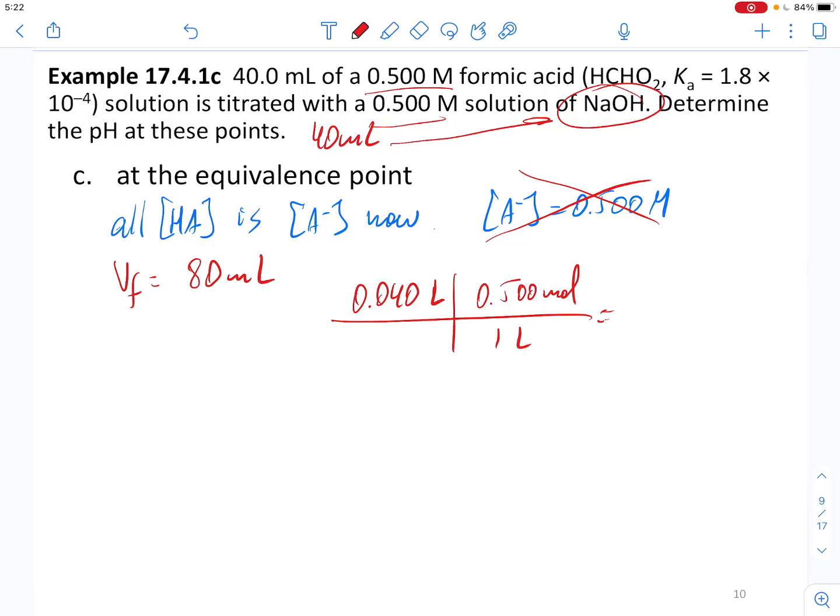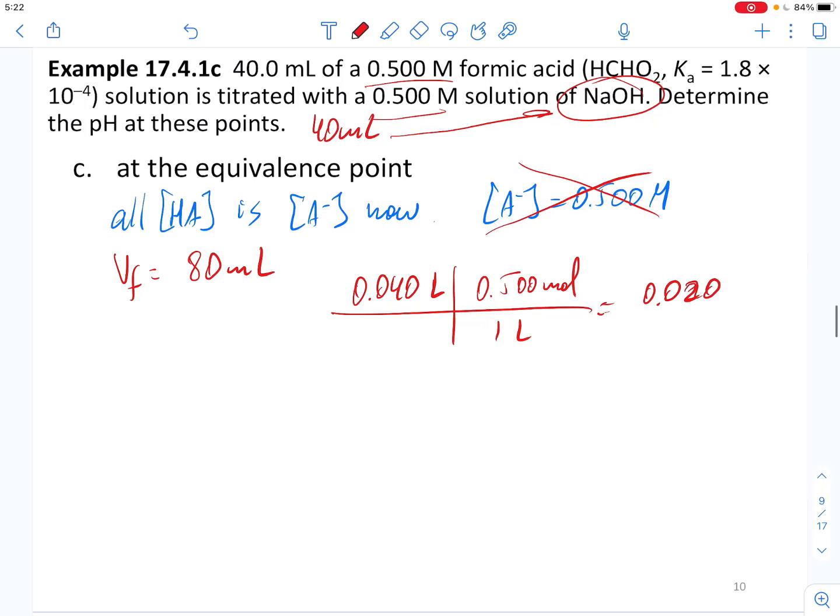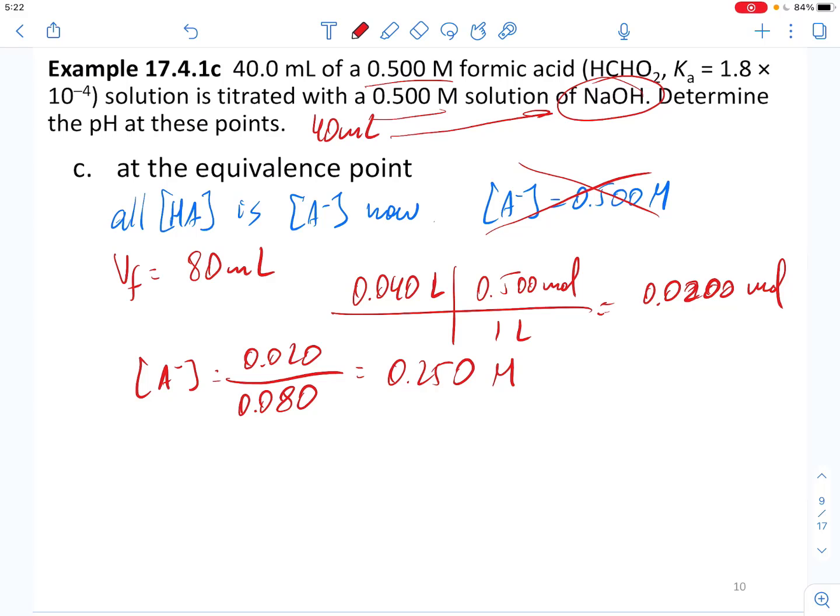This is 0.02 moles. So now your concentration of A minus is equal to 0.02 divided by 0.080, and this is equal to 0.250 molar. This is the concentration of A minus.